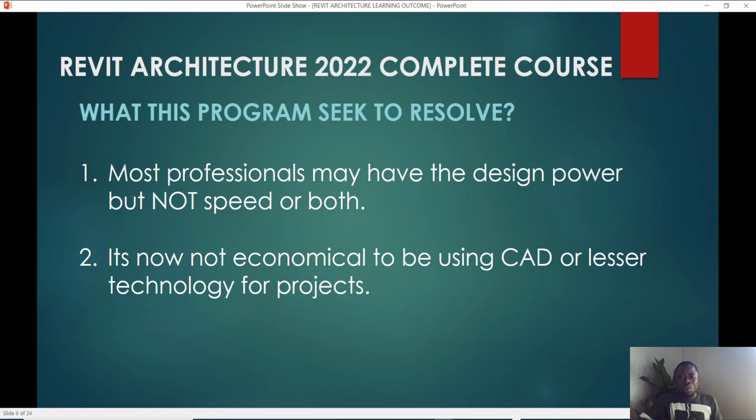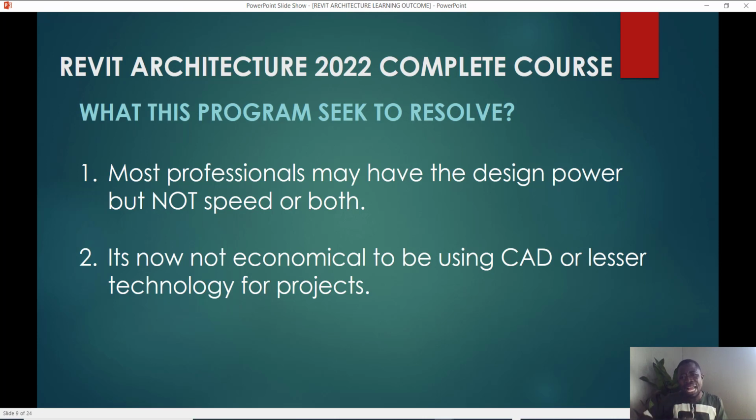What does this program seek to resolve? One, most professionals have the design power, but not the speed. What does this mean? They've learned how to design in their architectural space. They are architects. They can design, they can sketch, but they don't have power over the speed, in other words, how long the output will take to be delivered. So now they have to depend on draftsmen who tell them when they should finish their work and have it presented to their clients.